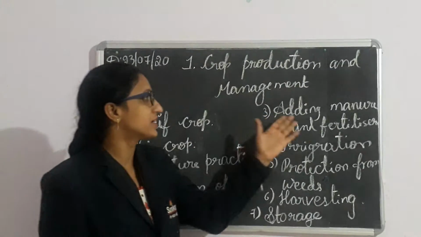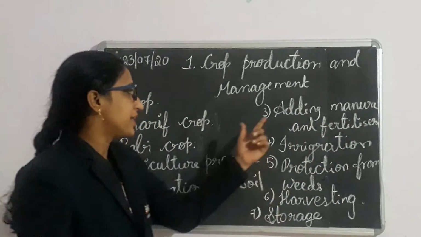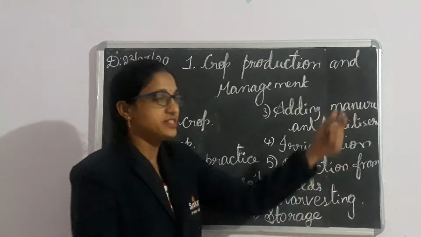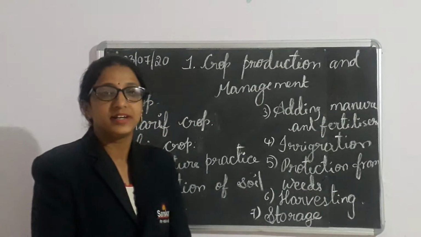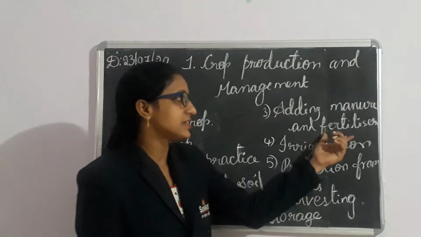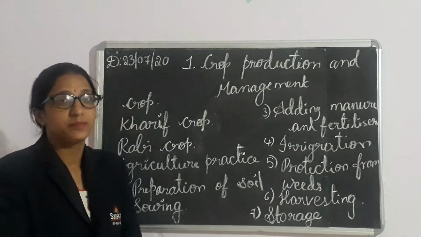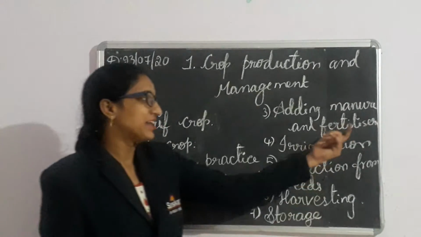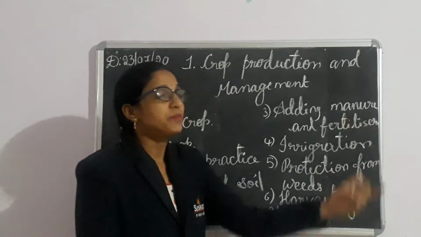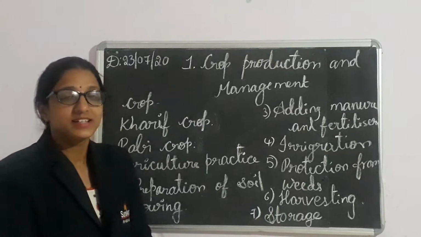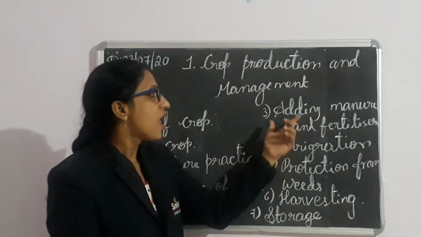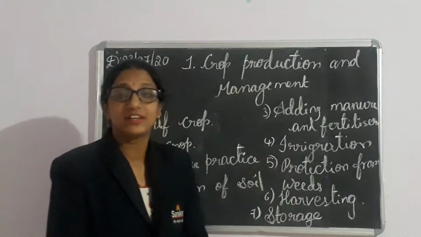After sowing, the next one is adding manure and fertilizers. It is a very important process. Manure is an organic substance which we get from dead and decomposing materials of plants and animals, and fertilizers are inorganic substances which are prepared in factories. By adding fertilizers we may get a good yield, but it is not good. But by using manure, an organic substance, the yield which we get is good for human health.